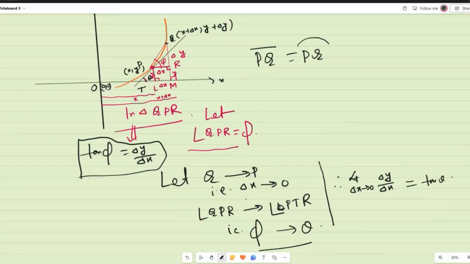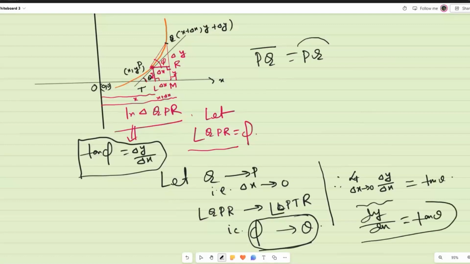Theta is going to be very close to it. Phi is tending to be very close to theta. So limit delta x tending to 0, delta y by delta x is going to be equal to tan theta. But this thing we have learned. This is dy by dx. dy by dx is going to be equal to tan theta.